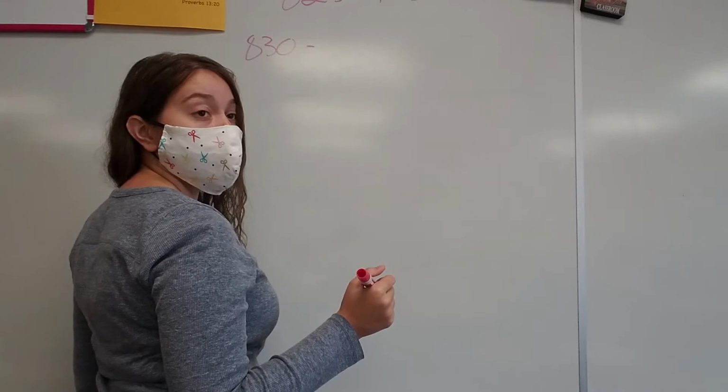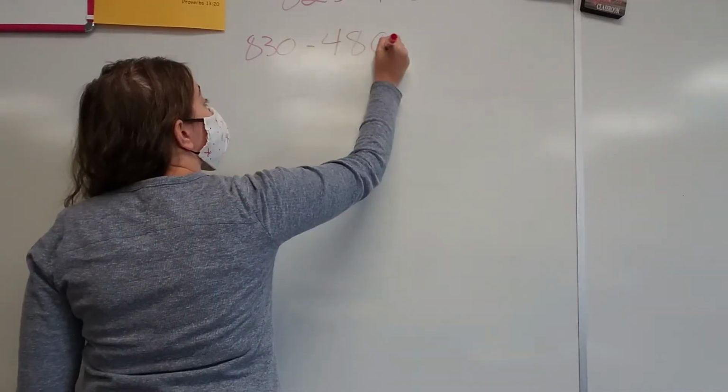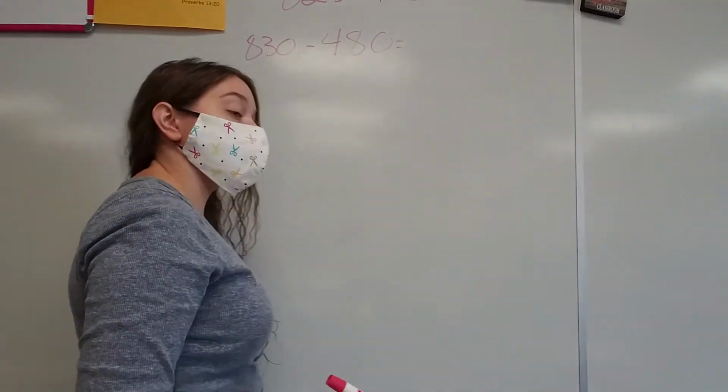Should we write this down? 480. This is at the start of our number model that we need to write on the estimate line.